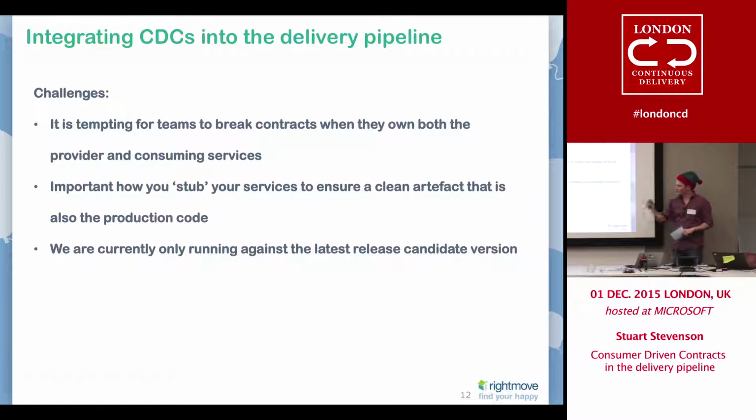The current status we're in is we are only testing these contracts against the current latest release candidate versions, so the ones that are building in pre-prod. We're currently working on building the system to test against current production and previous production for rollback. So those are our current challenges, that's where we are.